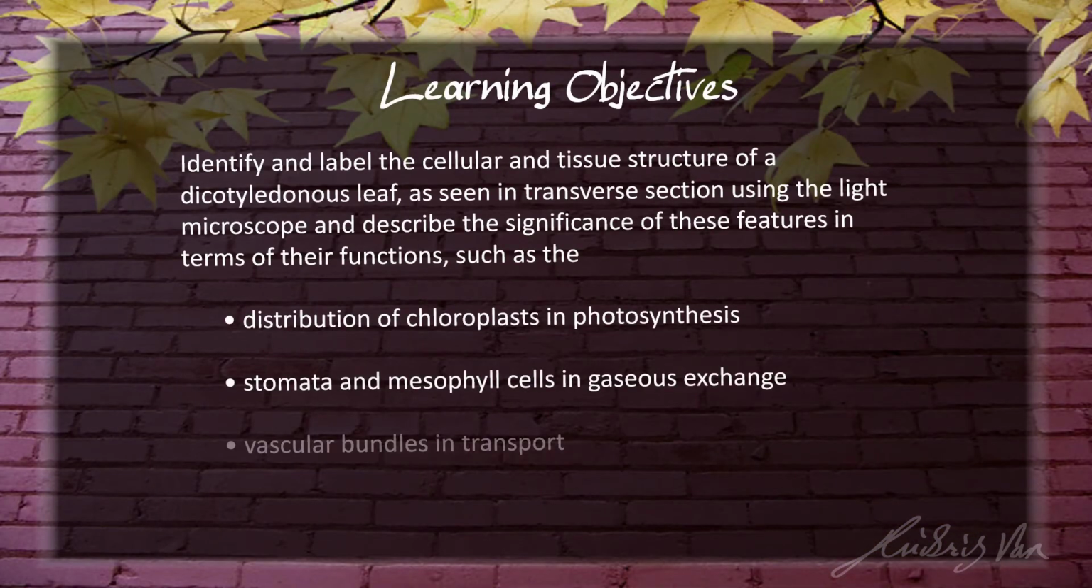By the end of this lesson, you should be able to identify and label the cellular as well as the tissue structure of a dicotyledonous leaf.